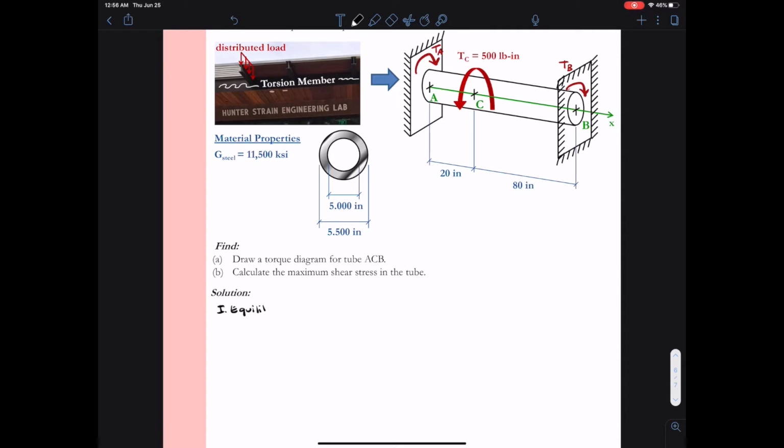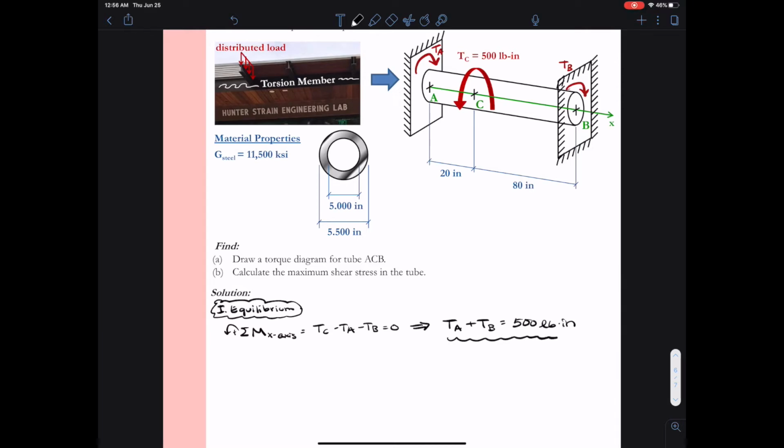So using equilibrium, we can develop our first relationship. Remember, in equilibrium, we develop relationships between forces. So if we were to sum our moments about the x-axis, we'll find that the torque at C is counteracted by the torques A and B. So we have TC minus TA minus TB equals 0, or that TA plus TB has to equal the torque at C, which in this case is 500 pound-inches.